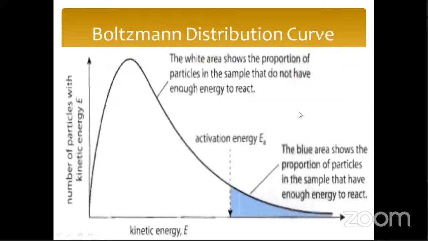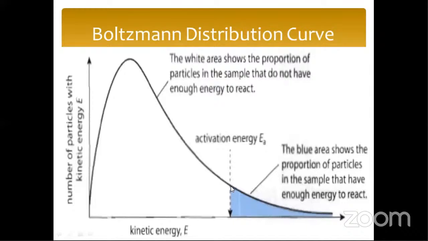All right. So this is called your Boltzmann distribution curve, and it tells you how energy of particles is distributed within a sample of particles. So if I have hydrogen gas sitting down in the lab in a cylinder, most of those particles will not have the minimum energy required to react. Most of them will be in this white area.